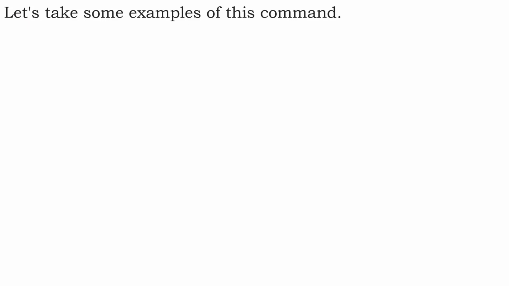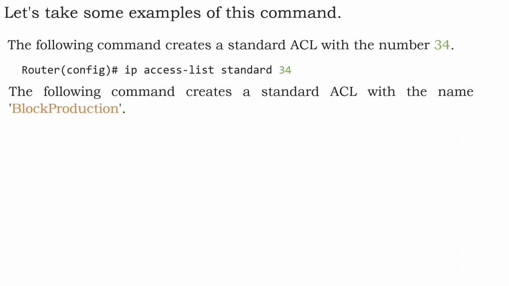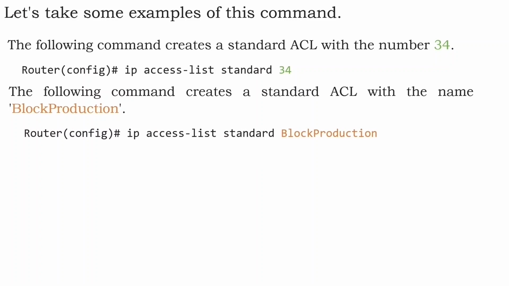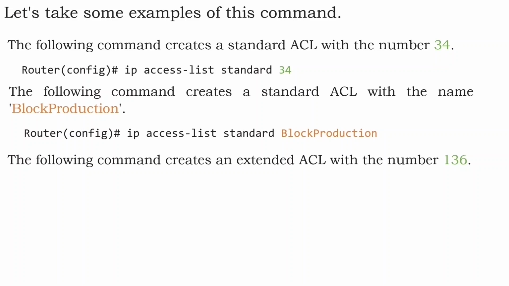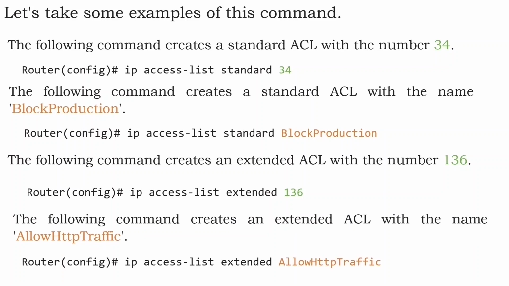Let's take some examples of this command. To create a standard ACL with the number 34, we will use the following command. The following command creates a standard ACL with the name block production. The following command creates an extended ACL with the number 136. To create an extended ACL with the name allow HTTP traffic, we will use the following command.